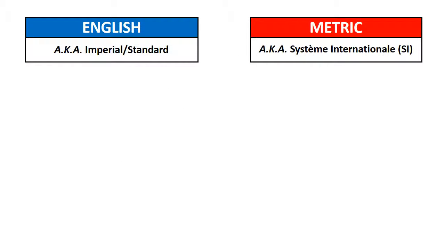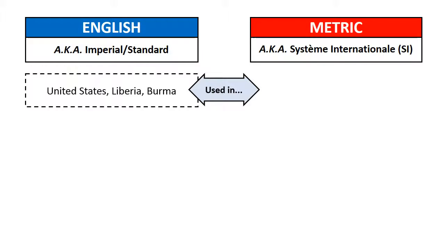Okay, so let's compare the English and the metric system and maybe see why these are both used. All right, so the English system is really only used in 3 places officially: the United States, Liberia, and Burma. And Burma is currently phasing it out in favor of the metric system.